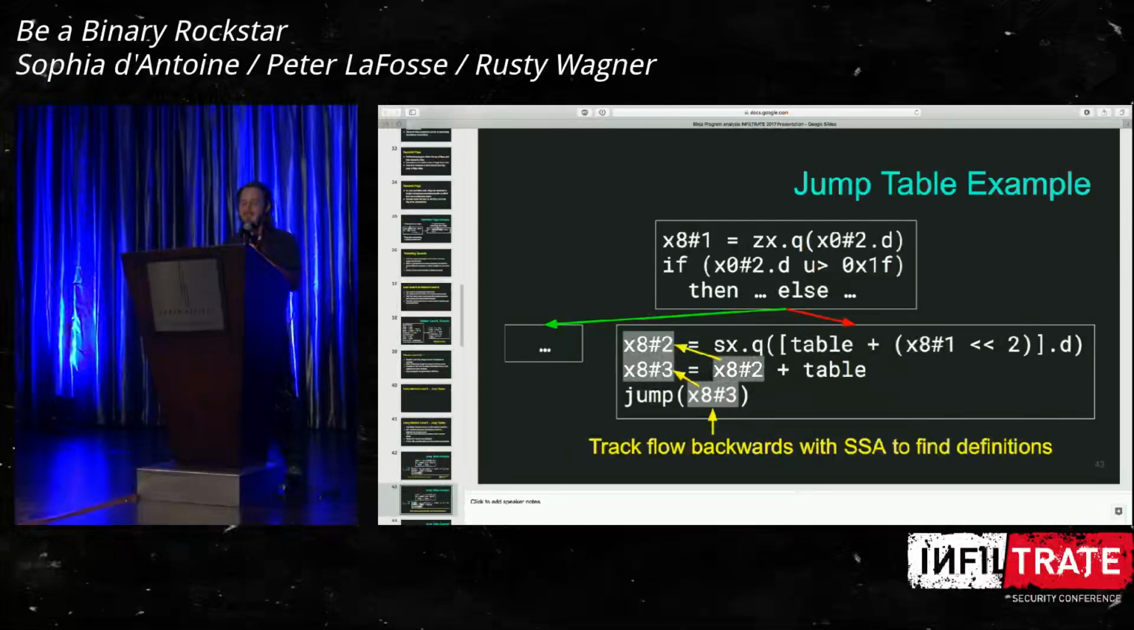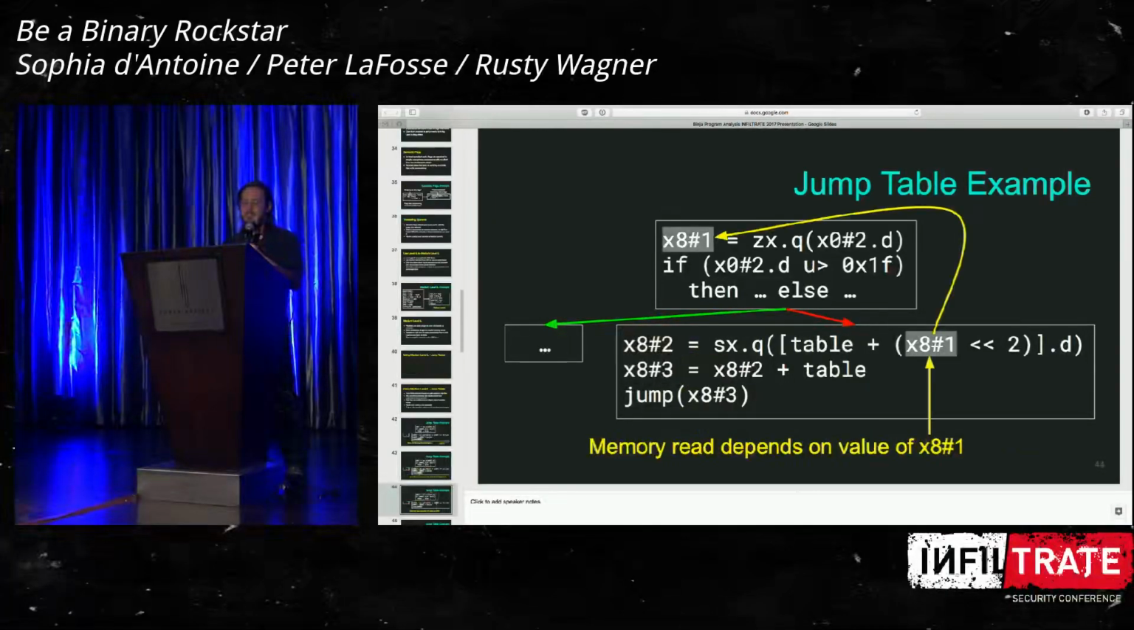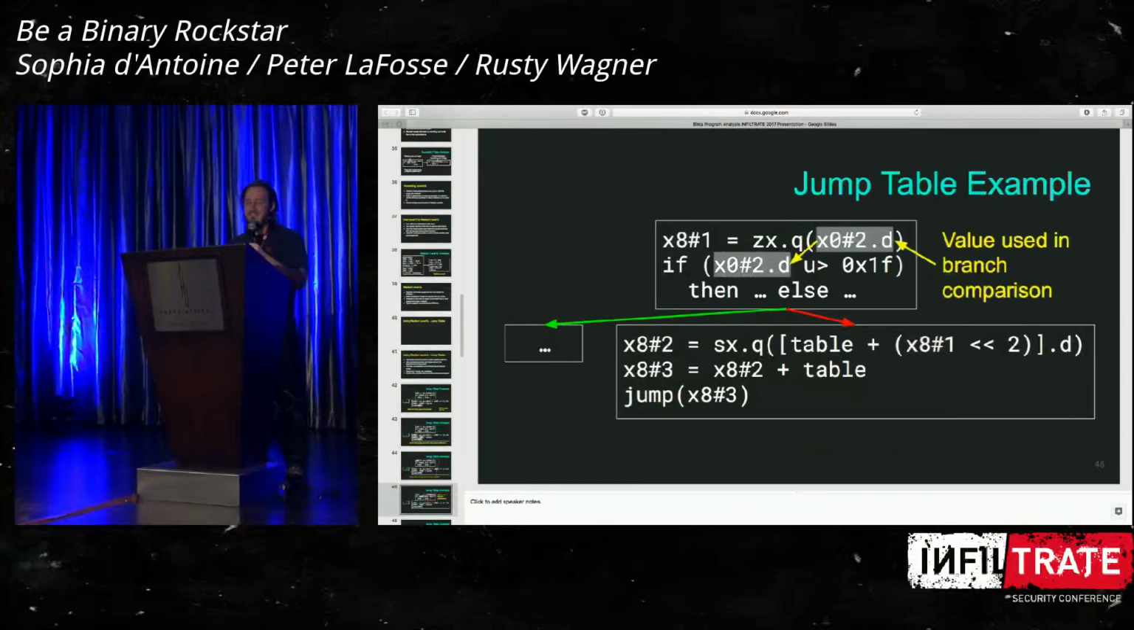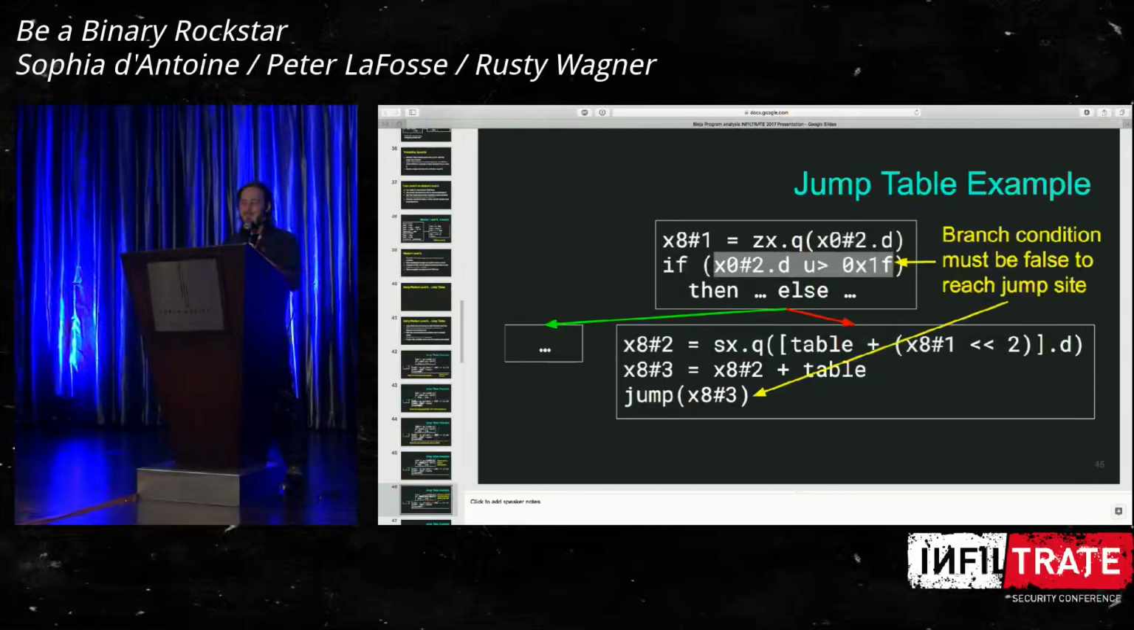So first, we start tracing data flow backwards with SSA. Every SSA variable has exactly one definition, so it's pretty easy to follow it back. We end up at this x8 number 1 here, which is used in a computation for the address here. So we need to figure out what values this could have. So we trace it back to its definition. So this value here is used in a branch comparison. But this branch condition must be false to reach the jump site.